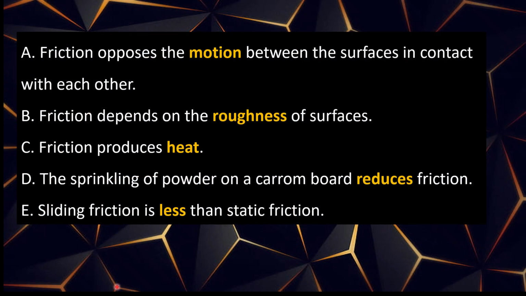A. Friction opposes the motion between the surfaces in contact with each other. B. Friction depends on the roughness of surfaces. C. Friction produces heat. D. The sprinkling of powder on a carom board reduces friction. E. Sliding friction is less than static friction.